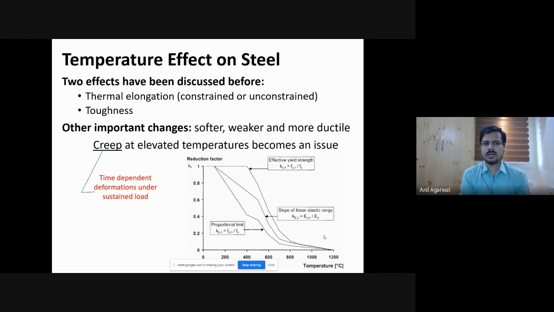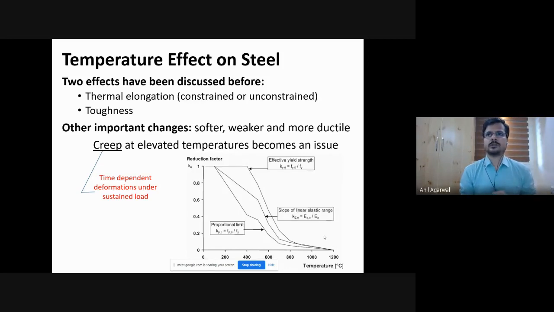So we have talked about thermal elongation, right? We had a small discussion that if you have a bar which is restrained at both ends, it will only take a temperature rise of 100 degrees centigrade to make that bar yield completely on its own restraint forces, right? And also we talked about toughness. So these are the two properties that are affected significantly by temperature. We had a large amount of discussion on that already, right? Thermal elongation, of course, depends on temperature, and toughness also depends on temperature.